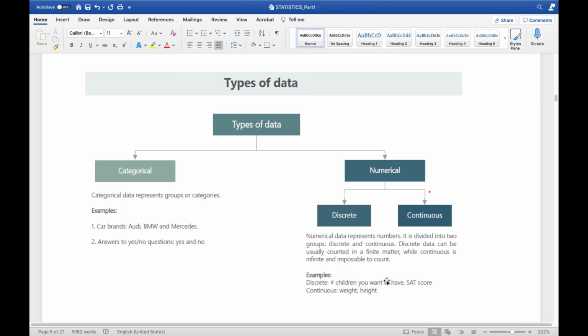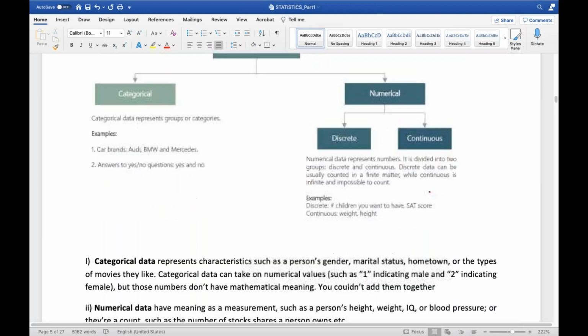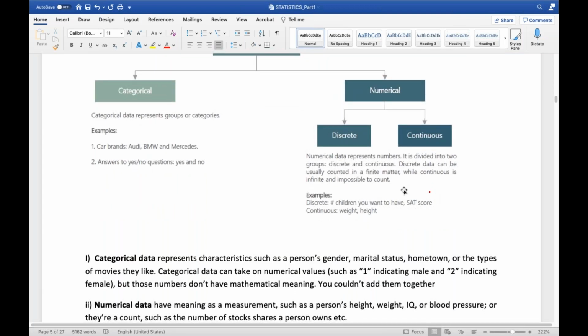And coming to age, how many years, that is also continuous, because every moment your age is changing. Normally we say you are 28 years, but actually it is 28 years 6 months 4 days 3 minutes. That is continuous, you can't count it. Like temperature. Discrete is, for example, how many people are there in the class, that is a finite number, how many kids, or what is the score in maths. That is what we call discrete.